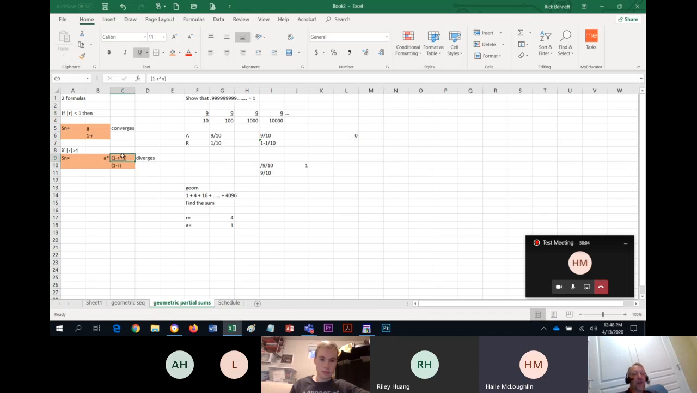But your R has to be less than 1. If your R is greater than 1, like it is in this example here, we're just going to plug it into this formula. Now the only problem is we need to figure out what my N is. So how would you figure out what your N is for 4096?